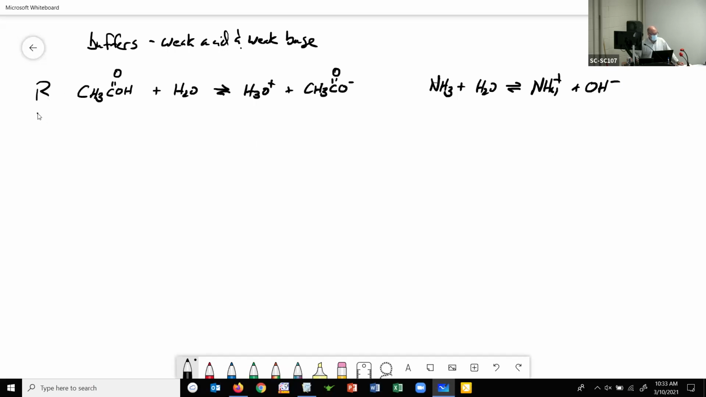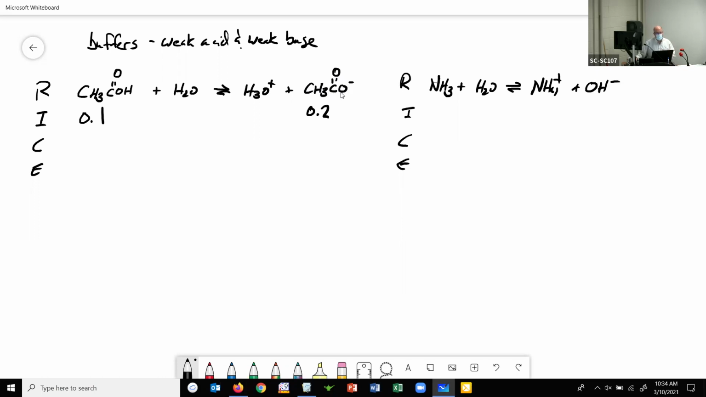Reaction, initial, change, equilibrium. So in the buffer, you would have an initial concentration for your weak acid, but you would also have an initial concentration for your weak base. Now, there's a practical detail, and that is I cannot go to my stock room and get a bottle of this combination by itself.